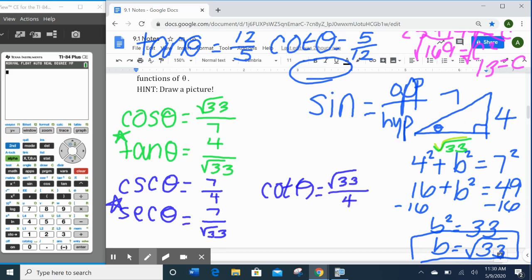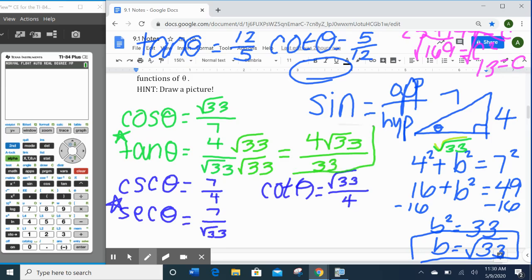Okay, so now I need to go back and rationalize the denominators for tangent and for secant. So rationalizing the denominator means multiply by root 33 over root 33. So 4 root 33, and you can take 33 times 33 if you want to. When you take the square root of it, it's just going to be 33. So the tangent is that whole thing that does not simplify because one of the 33s is underneath the root and the other one's not. So 4 root 33 over 33.